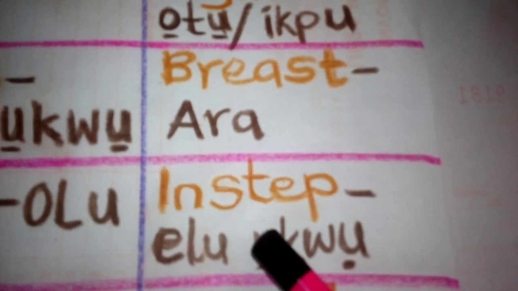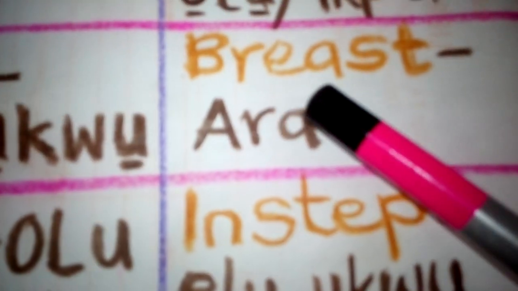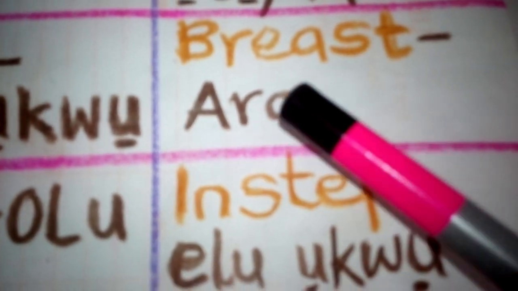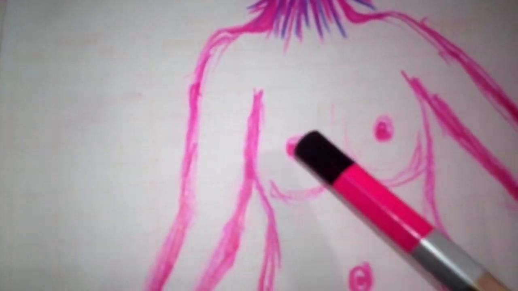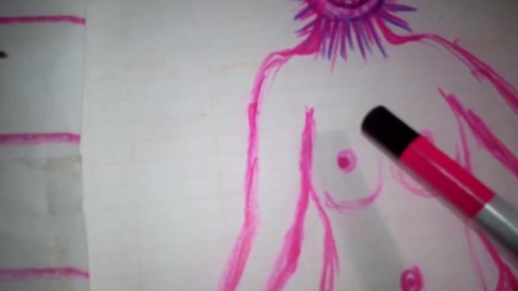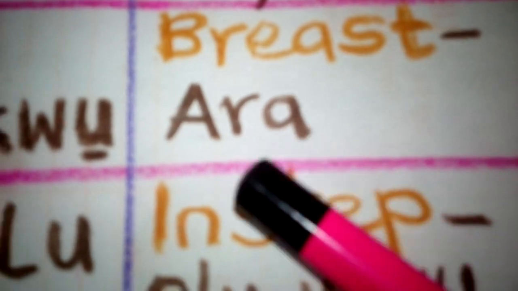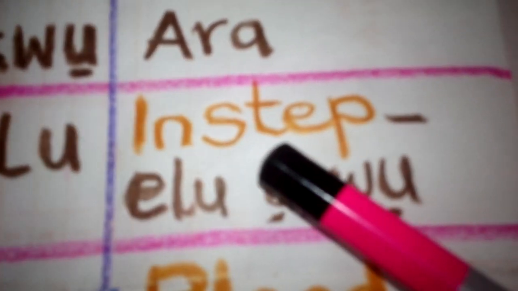Another thing is we have a lot. So breast is ara. Ara is this. The children used to suck, baby used to suck breast. Ara in Igbo.